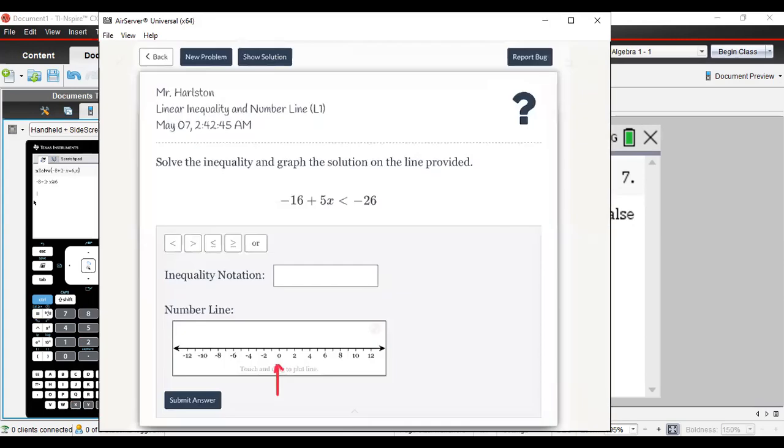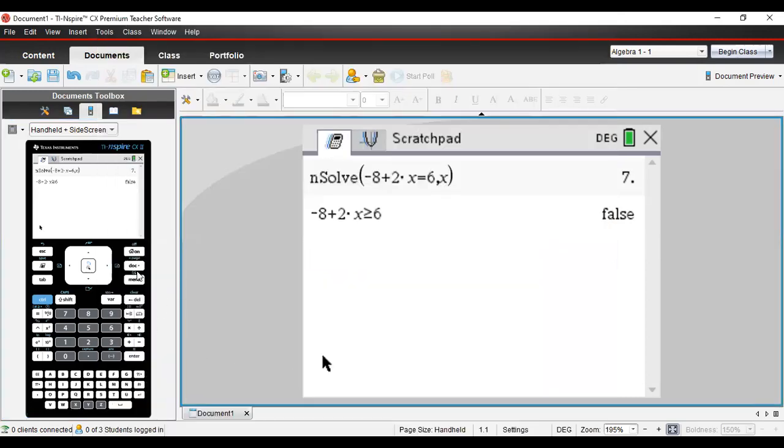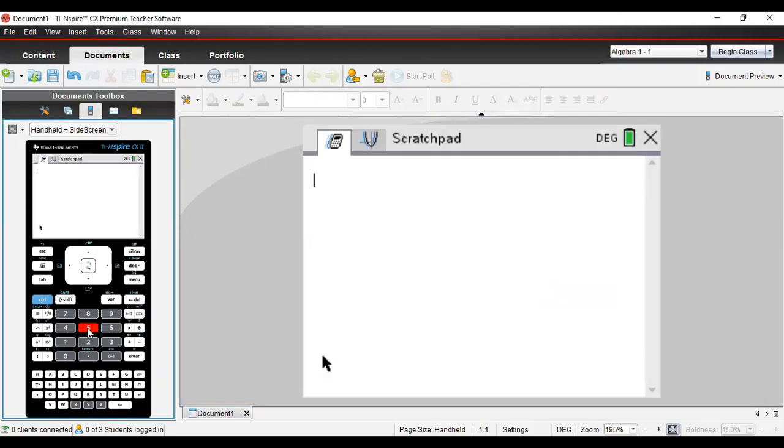Okay, let's look at a couple more. We have another inequality. We're going to use Nsolve to solve it. We've got negative 16 plus 5x is less than negative 26. So let's get rid of this, menu 15. And now what we're going to do is menu 31.